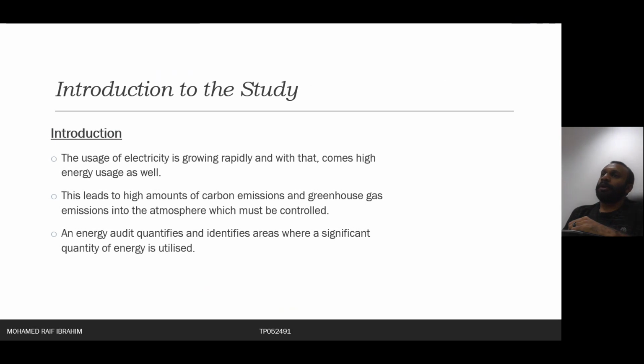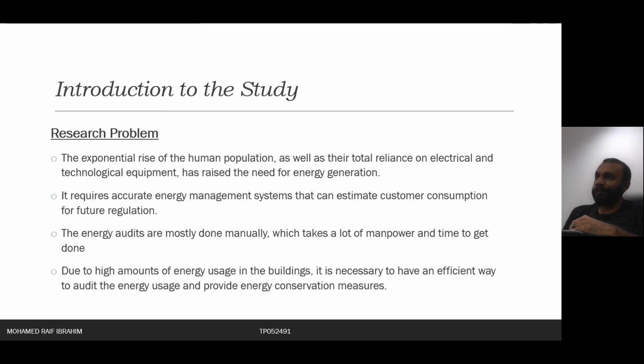fundamental principles. As we all know, the energy expenditure in the whole world is getting larger day by day, and this leads to a greater amount of carbon emissions and greenhouse gas emissions into the atmosphere, which needs to be controlled. So in order to control this, we need to audit and quantify how much energy we're using and where we can reduce the energy usage. So this is how the project is going to go.